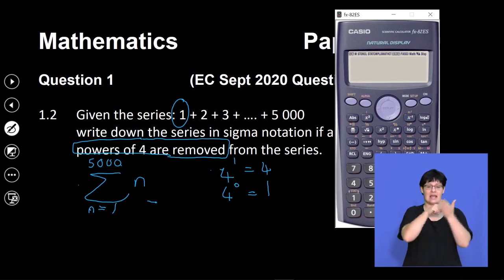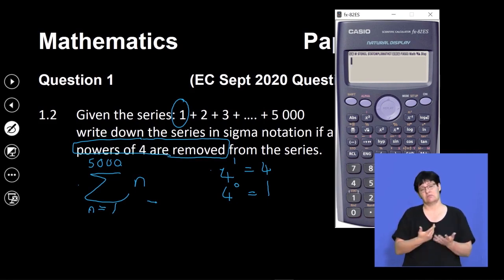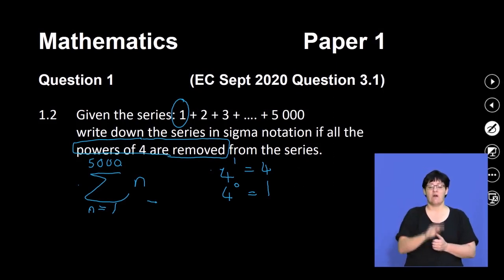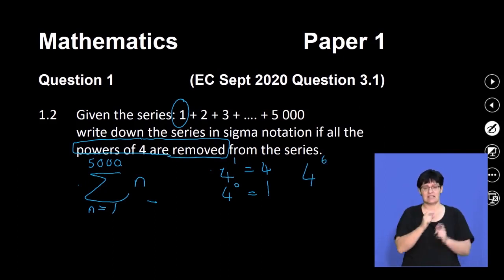So we're going to have to go to our calculator for that. So let's try, if we do 4 to the power of 5, that gives us 1,024, which is less than 5,000. If we do 4 to the power of 6, which is going to be the 1,024 times 4, that takes us to 4,096. So in other words, 4 to the power of 6 is going to be the biggest power of 4 that is inside that series of numbers.